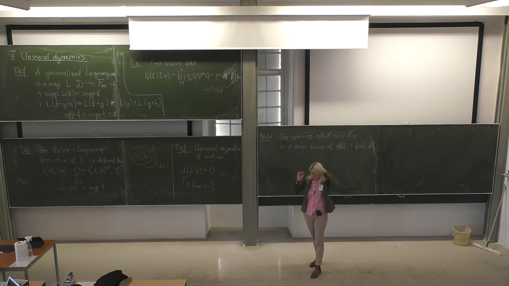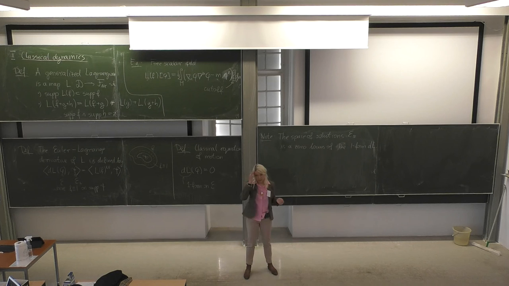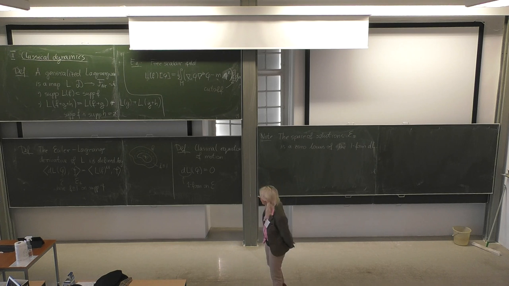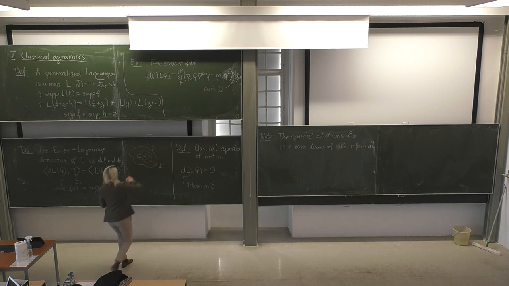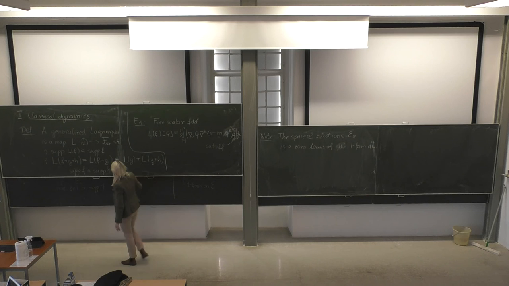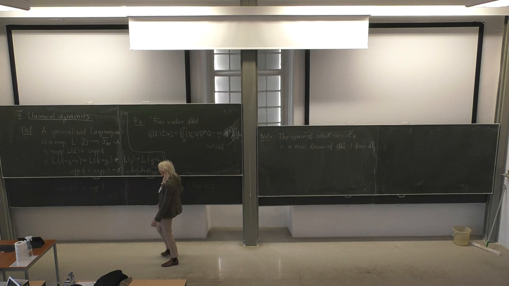Any questions? Yeah. I have a question about your definition of Lagrangian. Yes. What is G? Why are you quantifying G? So this is a map from D to F log. So F, G, H are in D. So these are smooth compactly supported functions. G is generic. Exactly. G for generic.